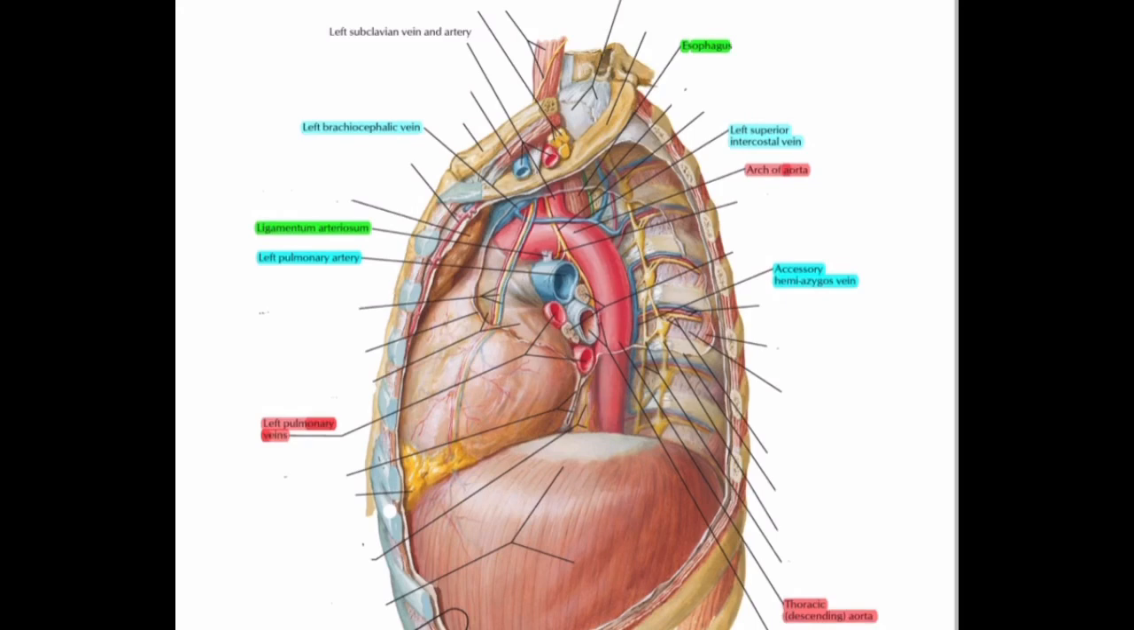Then apart from that, we can see the pulmonary veins as well, the left pulmonary veins. And we can see over here this muscular structure behind is the esophagus.